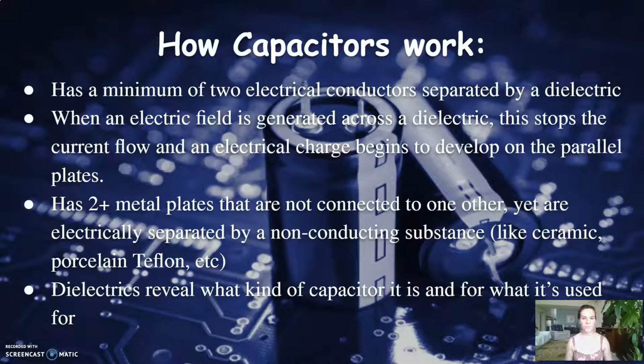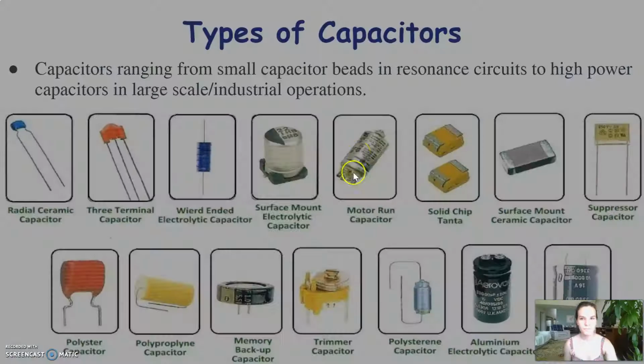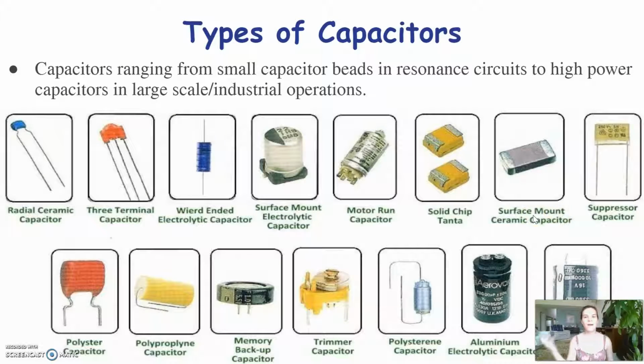Even though they're not connected to one another, they are electrically separated by a non-conducting substance like a ceramic, a porcelain, or even a Teflon. Dielectrics reveal what kind of capacitor it is and what it may be used for. Capacitors can range from small capacitor beads here at the left to high power capacitors in large-scale industrial operations here on the right.